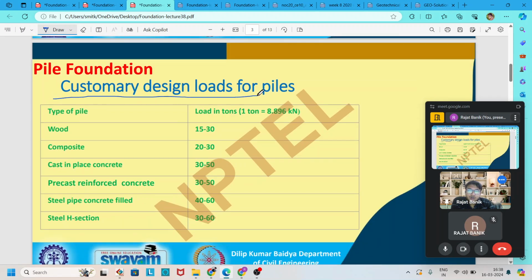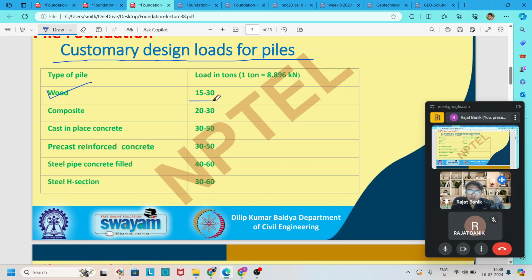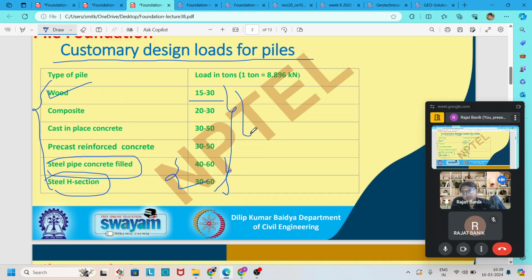Now, customary design notes for pile. For wood, the maximum load it can take is 15 to 30 ton. For composite material, it can take 20 to 30. For cast in place concrete, it takes 30 to 50 ton. And precast reinforced concrete, it takes again 30 to 50. And steel H section, it takes 30 to 60. Like that, for different types of material, the values change, and we can see that steel pipe, concrete filled, or steel H section give better capacity than any other material.